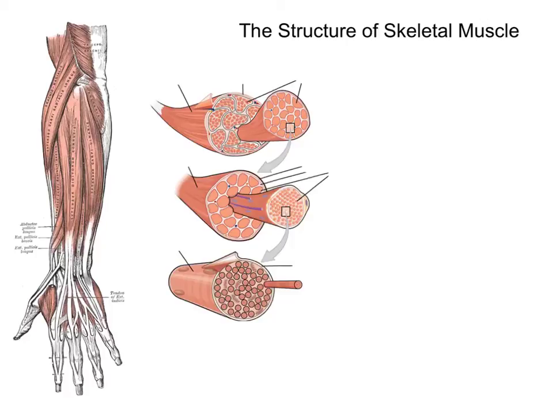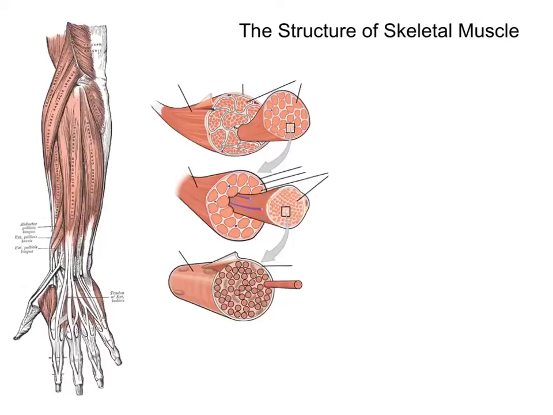Hello everyone, in this video we're going to be talking about the structure of skeletal muscle. Now, skeletal muscle is actually the most abundant type of muscle we have in our body. We have three main types: skeletal, smooth, which you can find in things like blood vessels, and cardiac, which is what makes up the heart muscle.